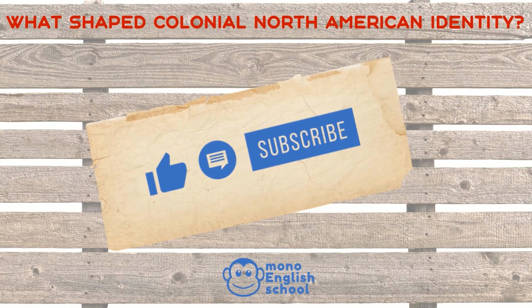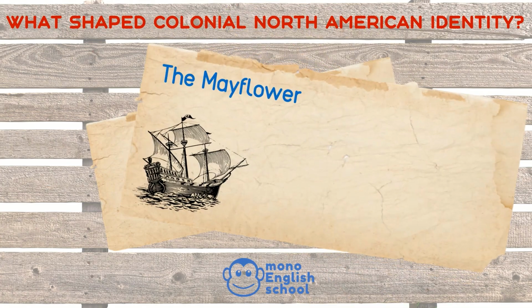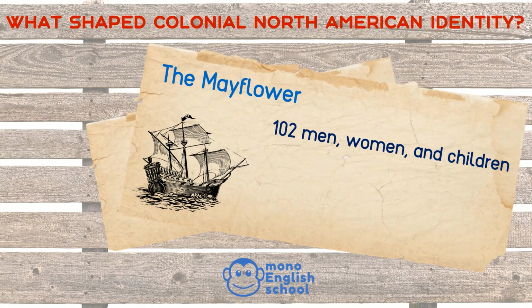On September 6, 1620, 102 travellers, men, women and children, began a journey aboard the Mayflower to establish a colony in America. The Mayflower anchored at Plymouth Rock on November 11th, 1620.